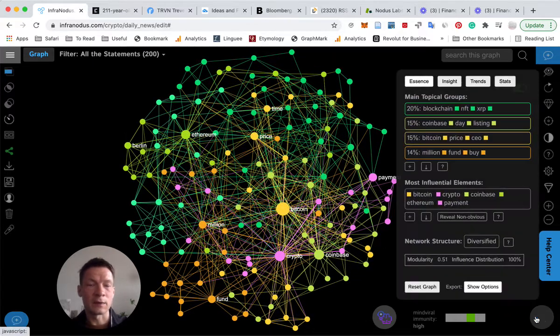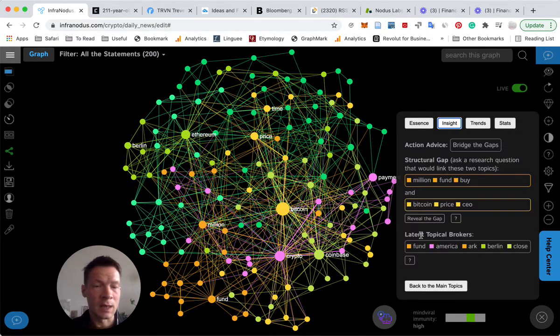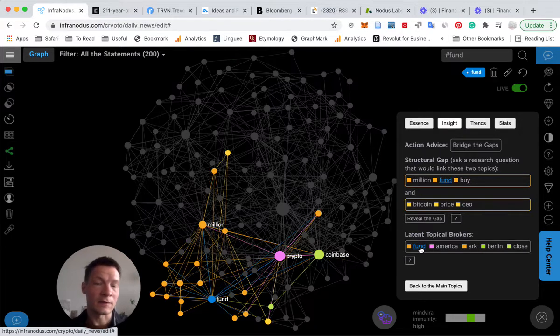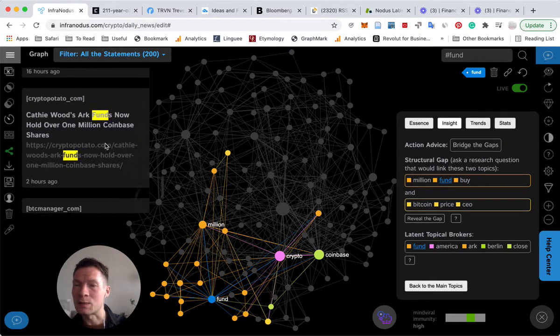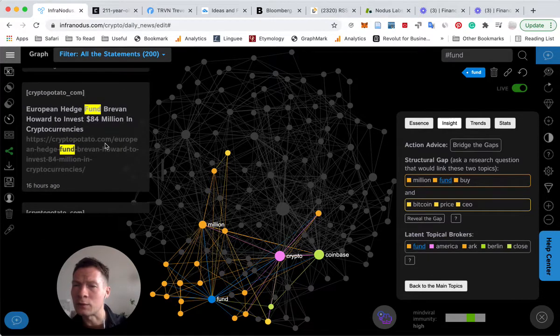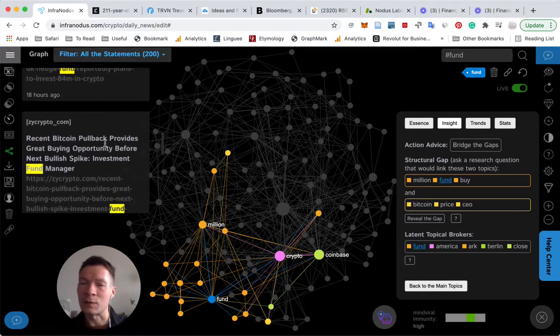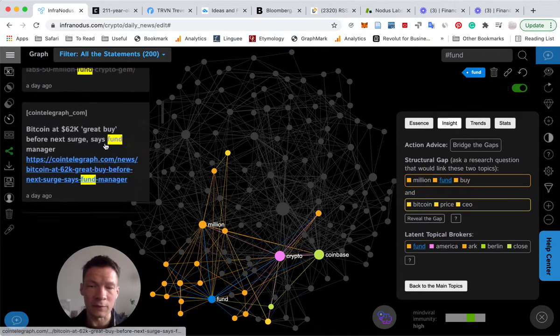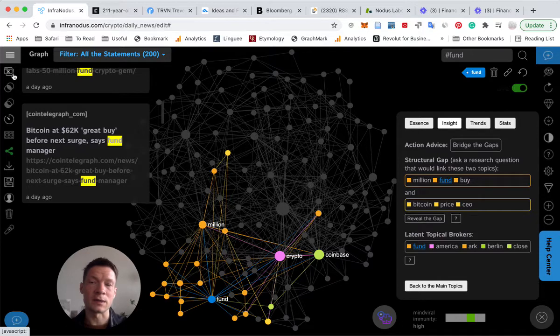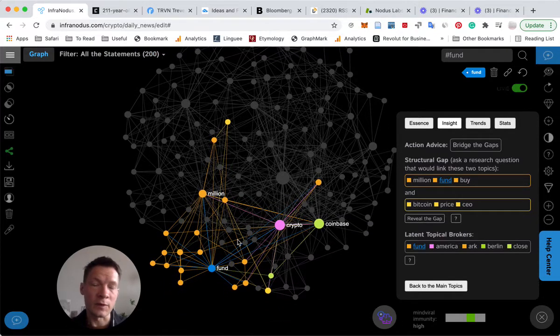Another way how I like to use it is to also go into the Insight panel and see the latent topical brokers field. These are the words that are not so often present in the news, but they connect very important topics together. So here, one of the first ones is fund. And if I click on fund and then look in which context it appears, I see that there's been quite a lot of news on the different hedge funds investing into crypto. So this is good news for crypto because it means that there will be more money flowing in. And for me, it's a nice way to understand what's important apart from the main topics that appear, that actually hedge funds are investing into crypto.